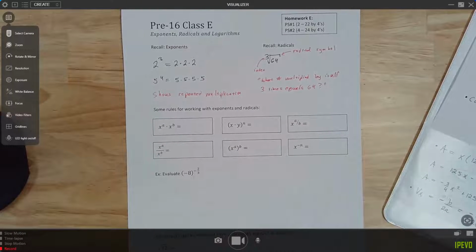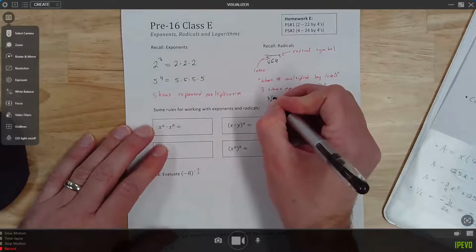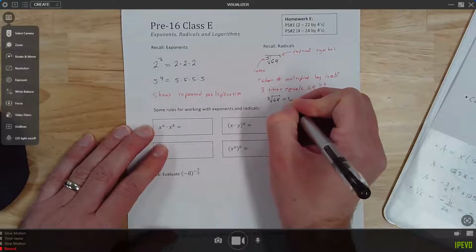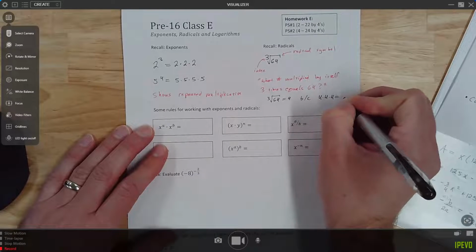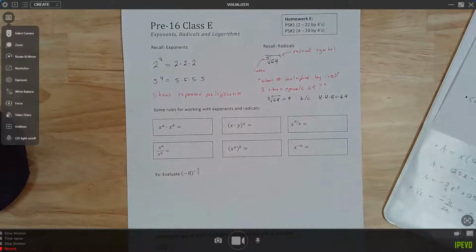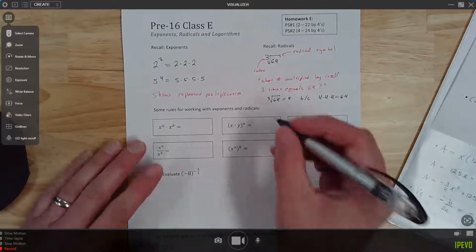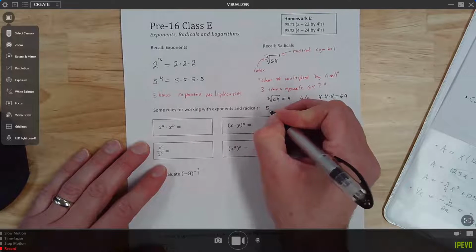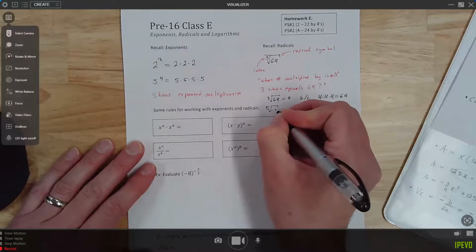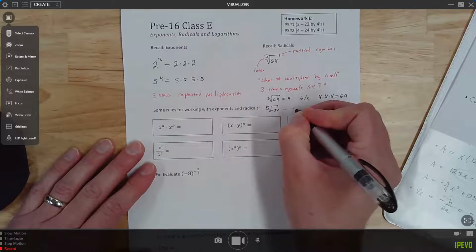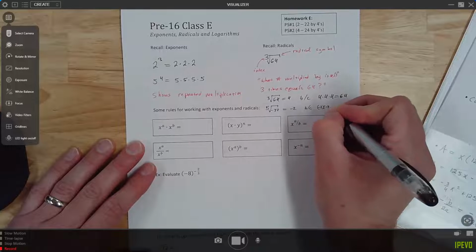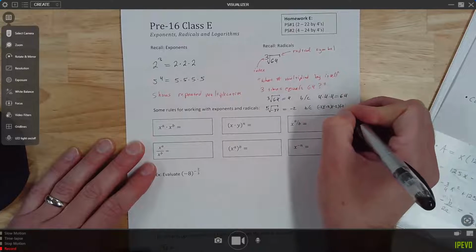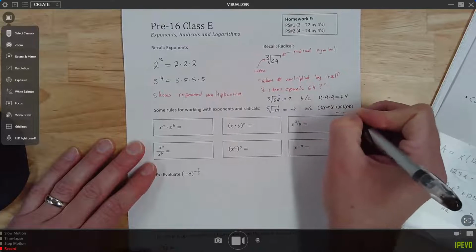Well, in this case, it's going to be 4. The cube root of 64 equals 4 because 4 times 4 times 4 equals 64. And in the same sort of way, let's pick this one. The 5th root of -32 equals -2 because -2 times -2 times -2 times -2 times -2 is -32.